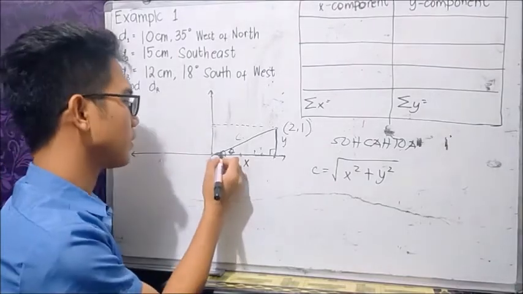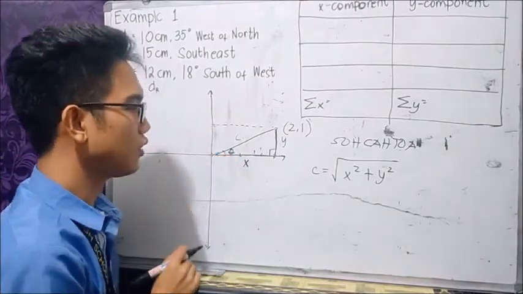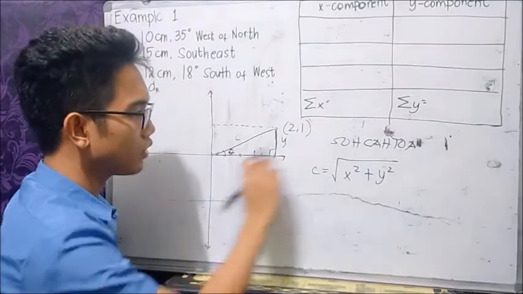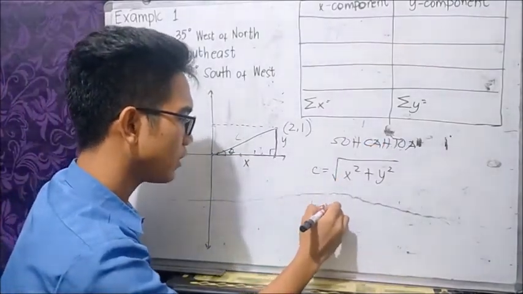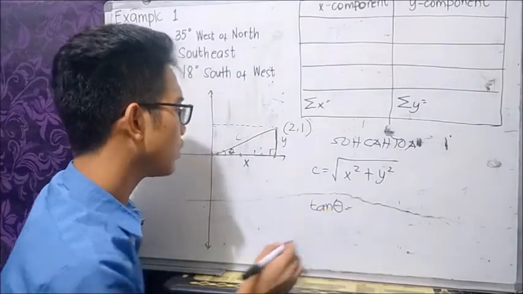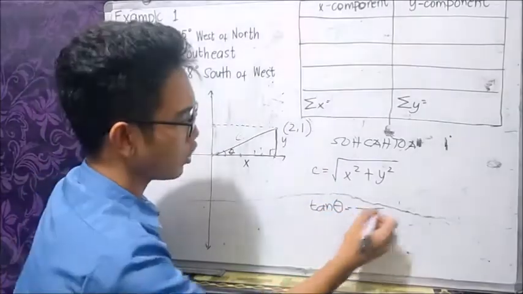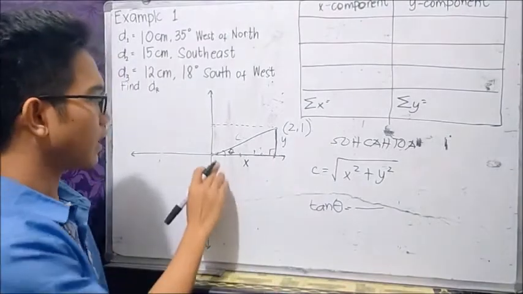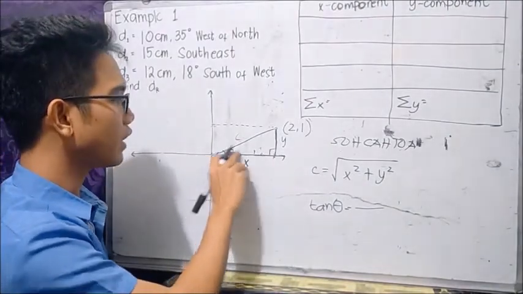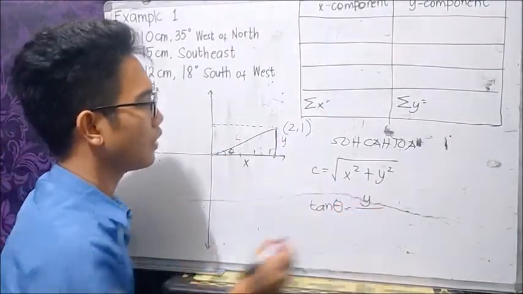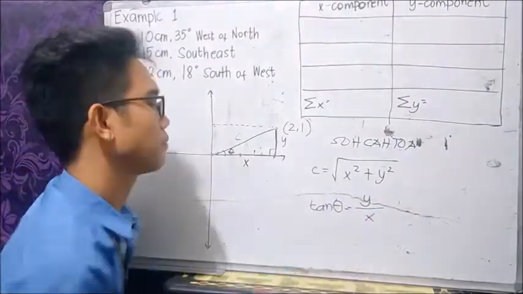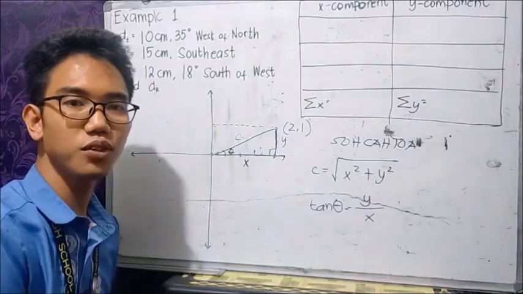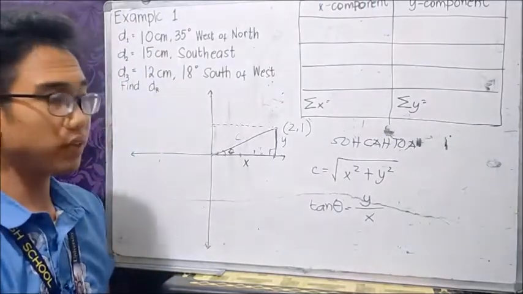And here, how do you find the value of your theta? According to this, we have tangent theta is equal to the opposite side over the adjacent side. Now the opposite side of your theta is your y, and the adjacent side is your x. So that is just a review on your Cartesian plane and right triangle trigonometry.